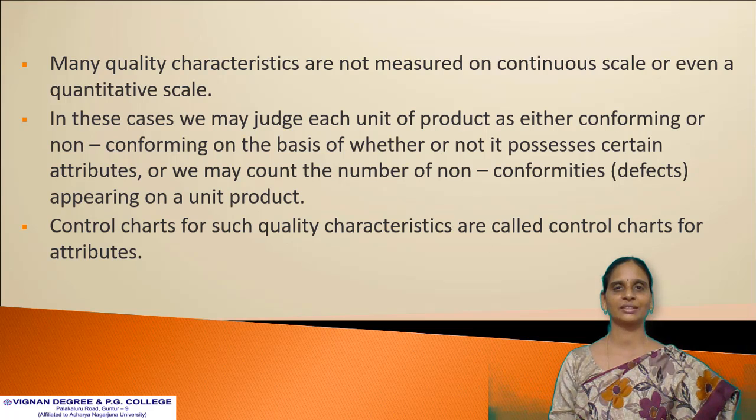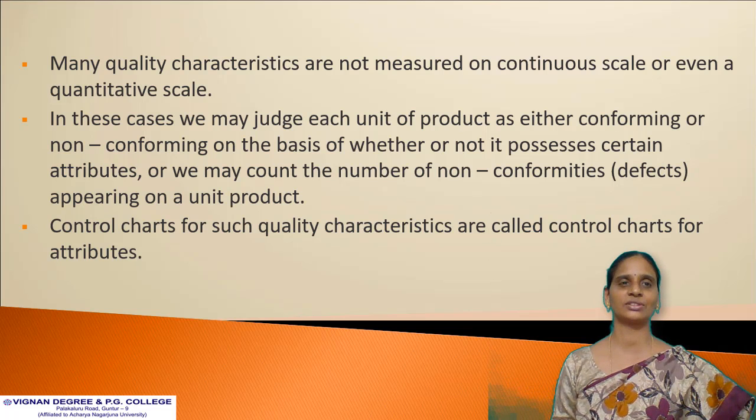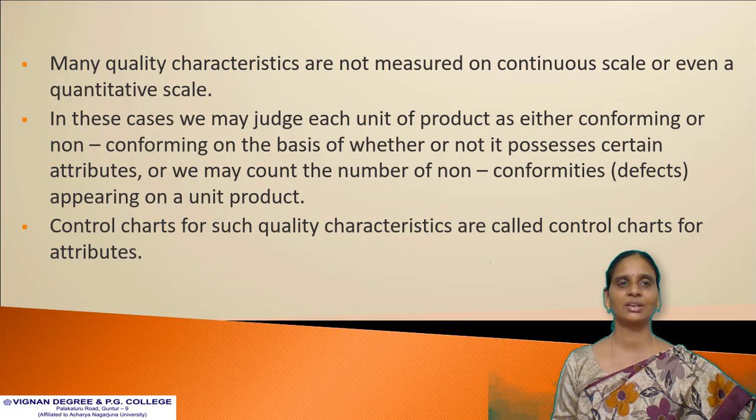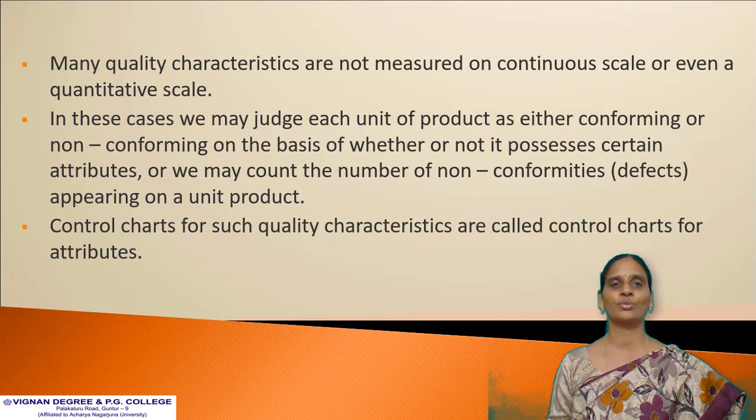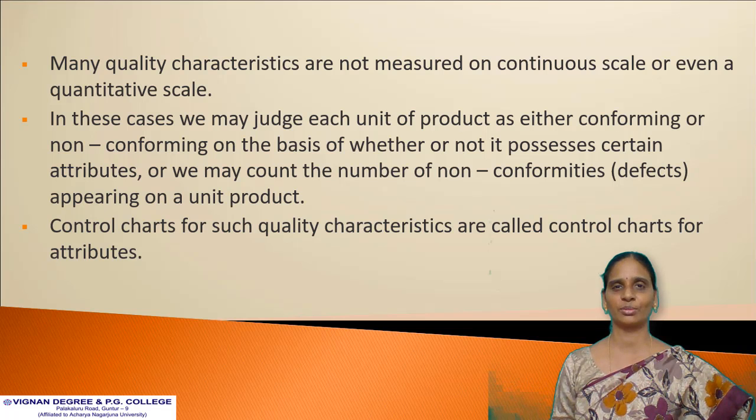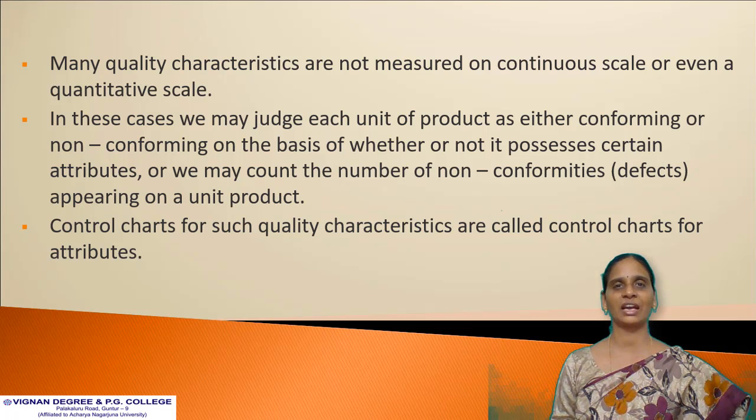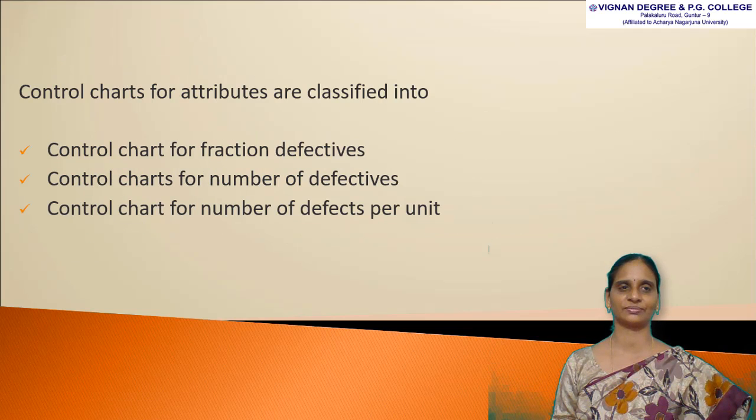Many quality characteristics are not measured on a continuous scale or even a quantitative scale. In these cases, we may judge each unit of product as either conforming or non-conforming on the basis of whether or not it possesses certain attributes, or we may count the number of non-conformities, that is defects, appearing on a unit of product. Control charts for such quality characteristics are called control charts for attributes.